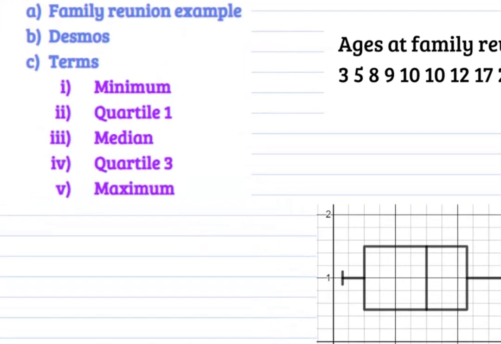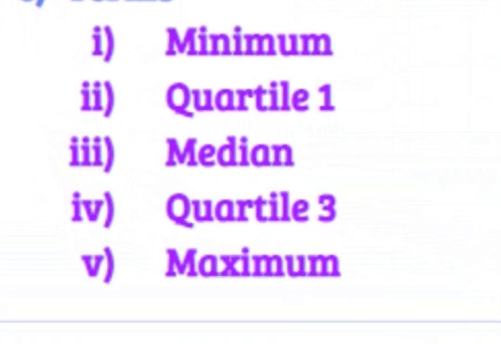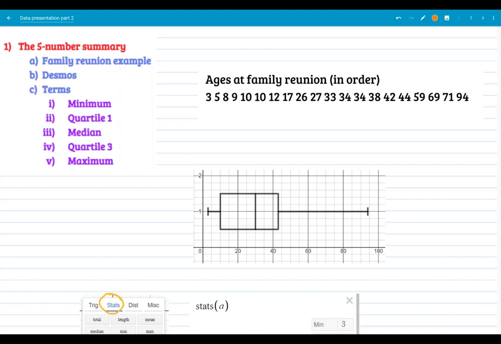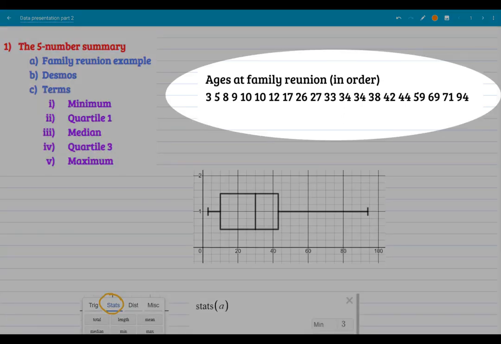Our first section is the 5-number summary. I'm going to give you a little example of a family reunion. Let's say a family gets together, first time in a long time, and all the people in the family gather and decide to line up. They could line up by height, the length of their hair, the size of their shoe, whatever. They choose to line up by age and take a picture.